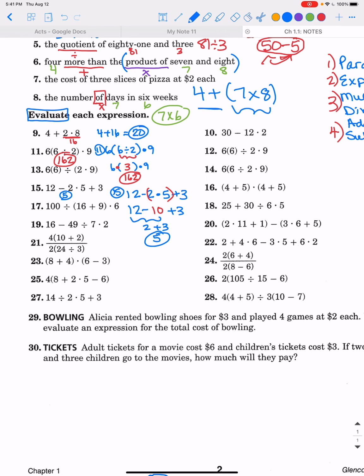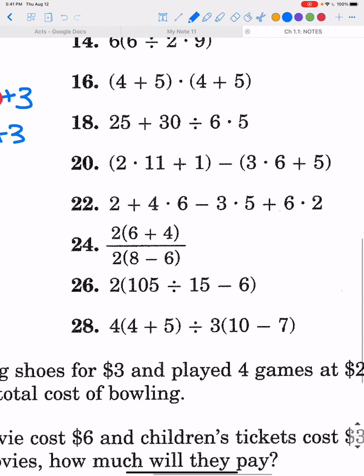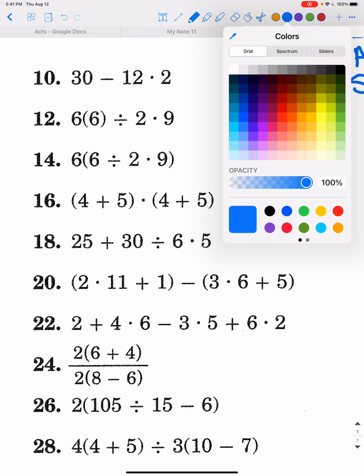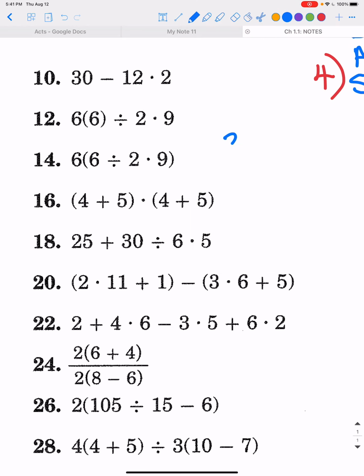All right, let's just do a couple more and then we will call this quits. So let's look at number 18 here. For number 18, we've got 25 plus 30 divided by 6 times 5. Now we've got a plus, a division, and a multiplication. So for right now, we're going to ignore this 25 plus because we don't mess with plus yet.